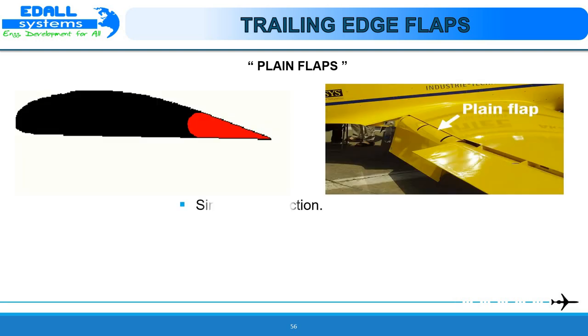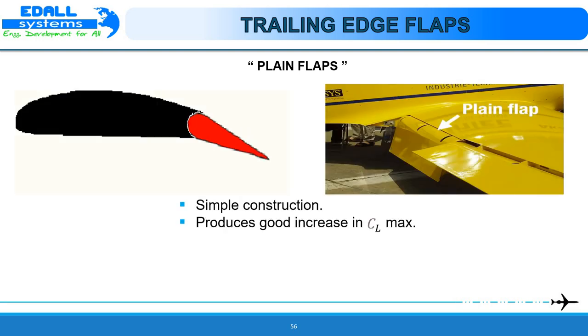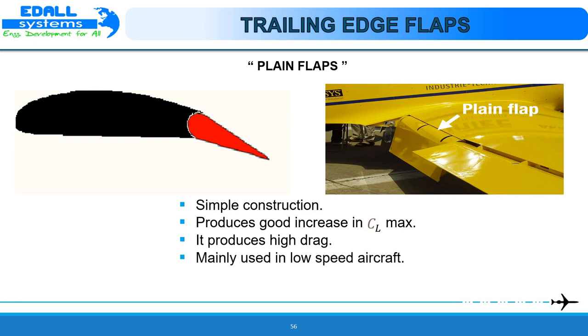Trailing edge flaps, we have plain flaps. Plain flap is simply a hinged portion of the trailing edge. It is hinged to the back of the wing and they pivot down when you extend them. However, they are fairly limited in the amount of lift they can create.